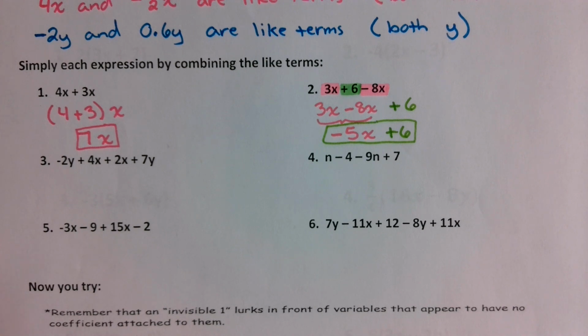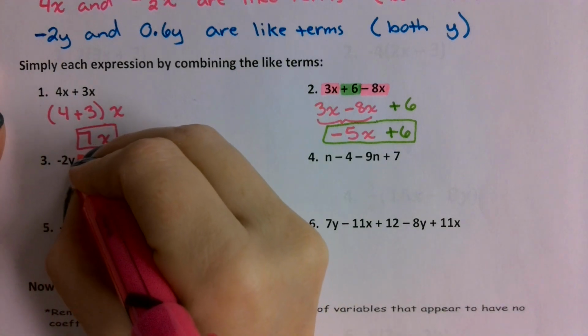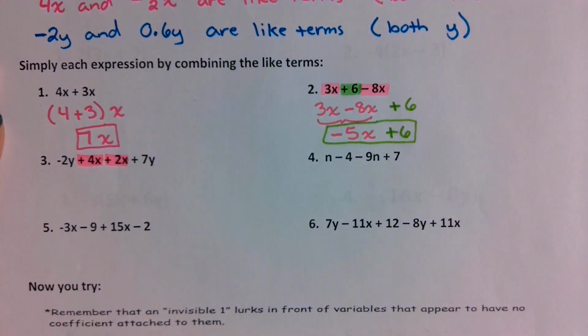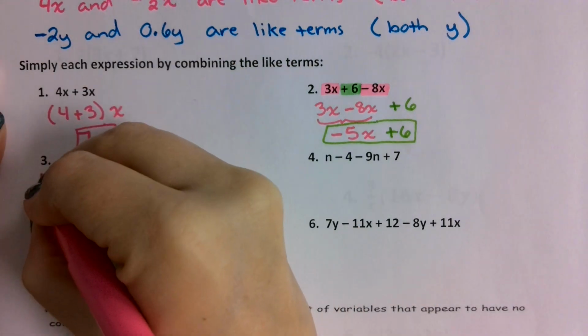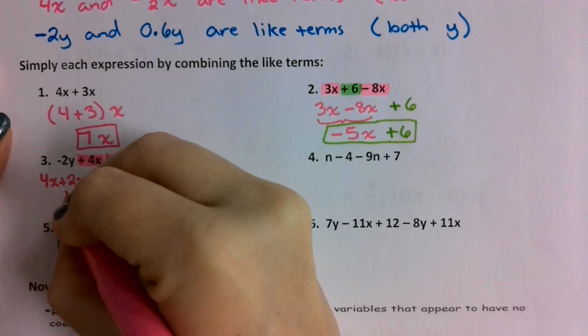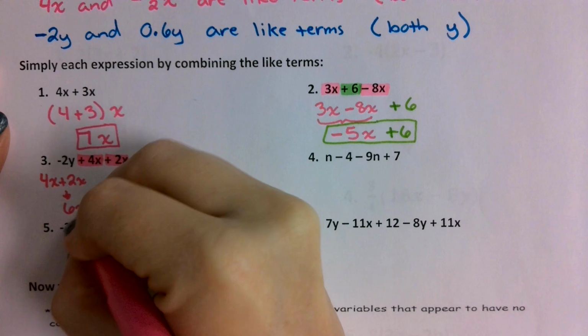X. Lucas. We need to go with the x's first. So we're going to start with our positive 4x and a positive 2x. That's what I'm going to focus on first. So I'm working with the expression 4x plus 2x, which is going to give me 6x.